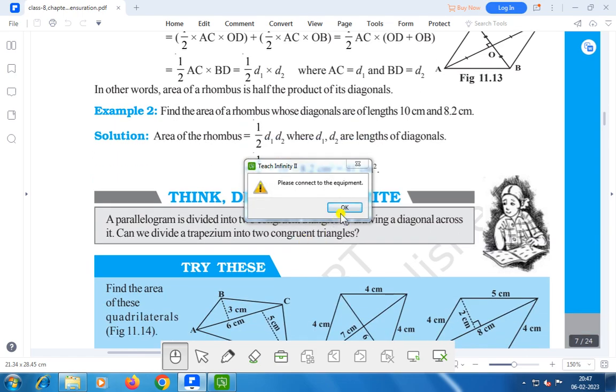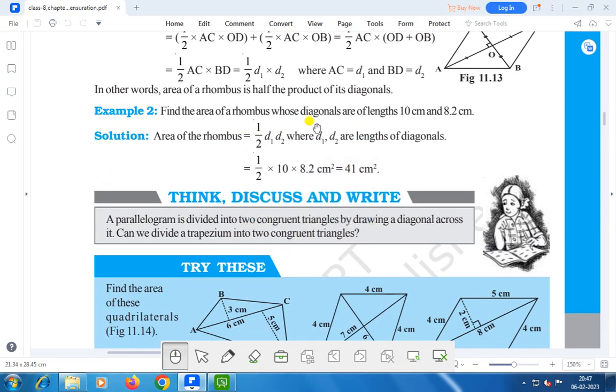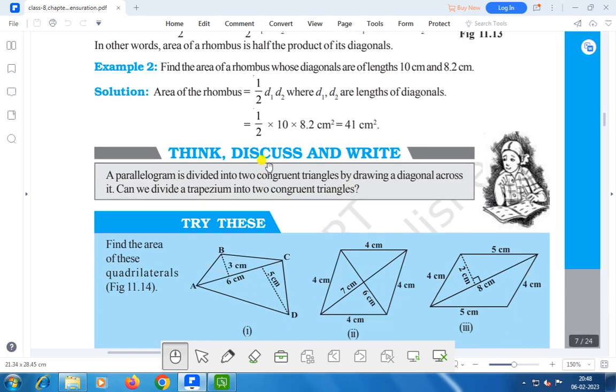The next question is, find the area of a rhombus whose diagonals are of length 10 cm and 8.2 cm. Therefore, the area of the rhombus is equal to 1 by 2 into d1 into d2, where d1 and d2 are the lengths of the diagonals. Therefore, we get 1 by 2 into 10 into 8.2 cm square, that is 41 cm square.